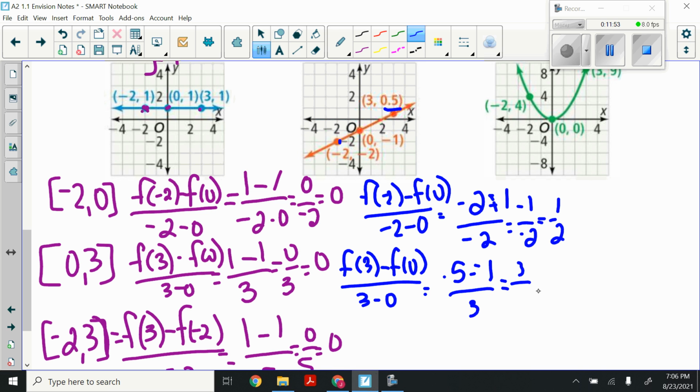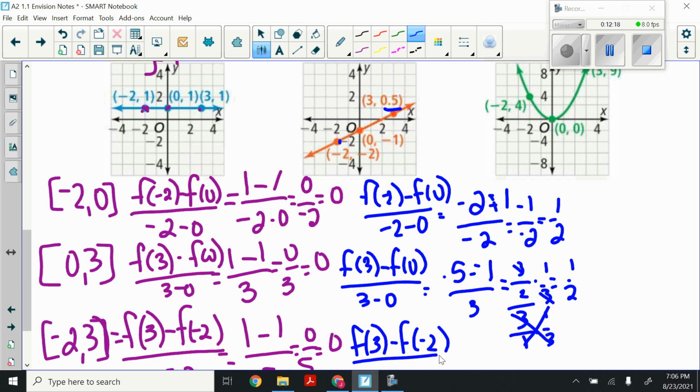Or 3/2, over 3. Remember, when I have a fraction divided by a fraction, I take the one on the bottom. This is really like 3 over 1. I flip and multiply. So multiply everything by 1/3. Those all cancel. 3 on top, 3 on bottom cancels, and I'm left with 1/2. Again, I got a slope of 1/2. It's what I expected. So the last one, we're going to go f of 3 minus f of -2 over 3 minus -2.